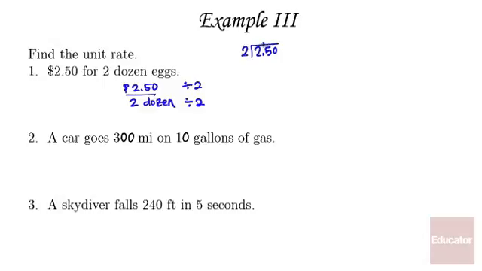Okay, remember to bring up the decimal. That's going to be 1. So 2, bring down the 5, 2, 4, 1, bring down the 0, 5. It's going to be $1.25 per dozen. Okay, there is my unit rate.